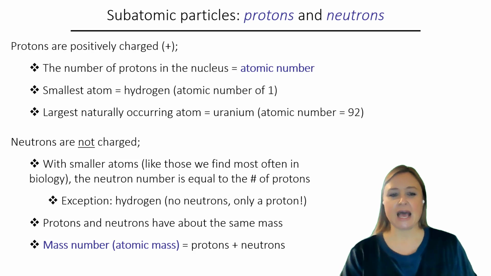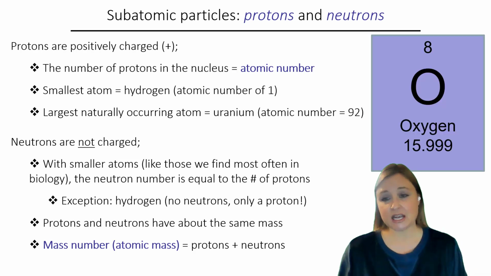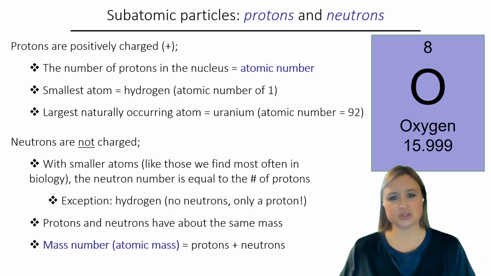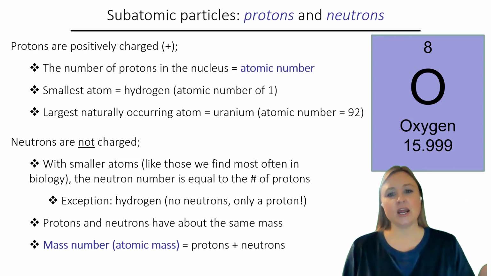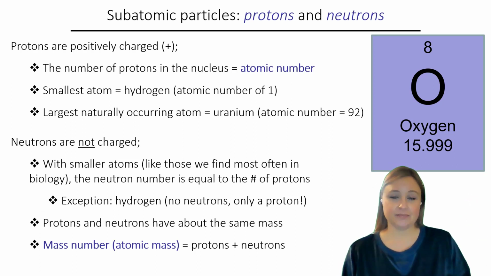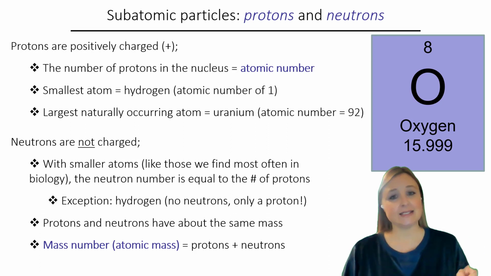So if we look at the periodic table, here, this is just one element in the periodic table, oxygen. And so you can see there's a big O, that's the abbreviation for oxygen, and the name oxygen is under the big O in the periodic table. Above the O, at the top of the box, is a number, and that is the atomic number. So the atomic number for oxygen is 8. That means that oxygen has 8 protons.